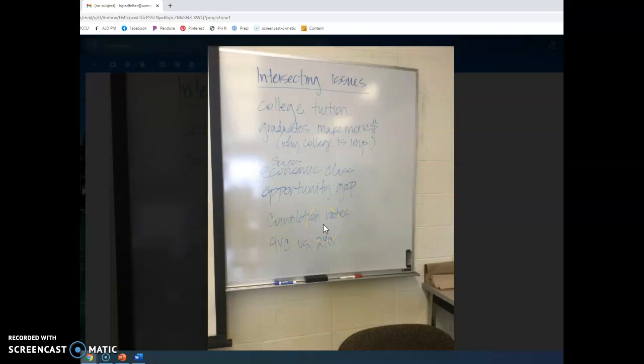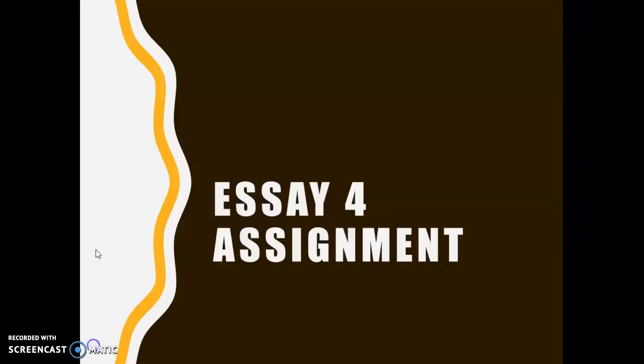When we're thinking ahead to the essay, I want you to think about issues that are brought up in these articles beyond just the obvious main issue, which of course in this essay was the idea of free college. Try not to be too narrow-minded, because there's a lot of overlap or intersection in some of these issues. So let's go ahead and look at the essay assignment.